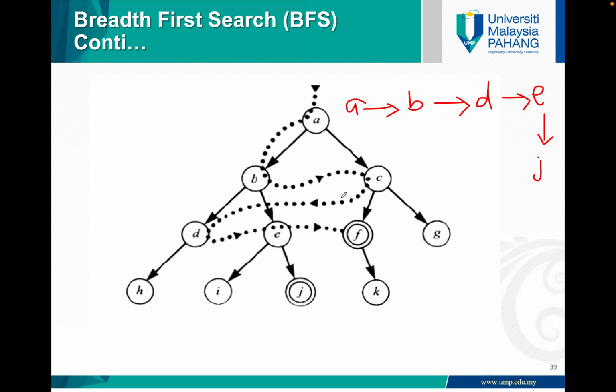On the other hand, how about F? If we want to find the F node, we go to A first. But when we expand B, we will not find F, right? But when we go to C and expand it, then we will find F. So it depends on the problem you are given in order to select the best algorithm.